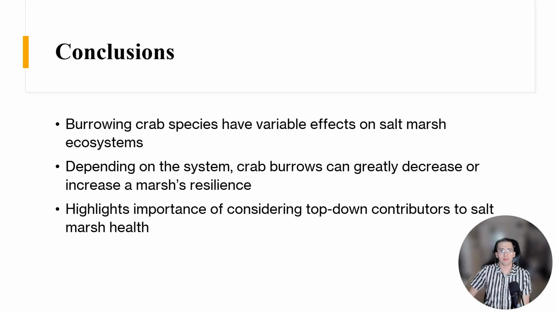Using the information from these studies, we can see how variable the effects of burrowing crabs on salt marshes can be. Studies showed both positive and negative outcomes to crab presence, depending entirely on the local system. The studies looked at the same few crab species and same plant species, yet the results varied significantly.